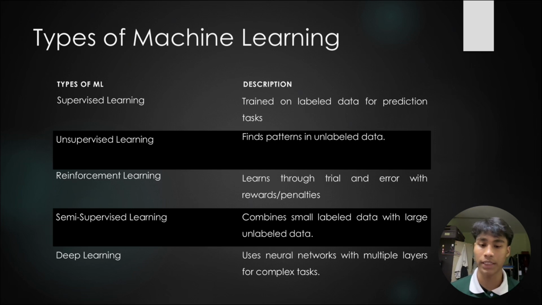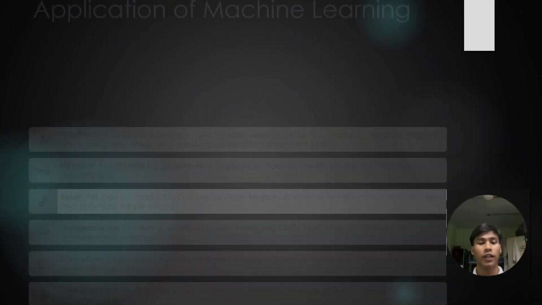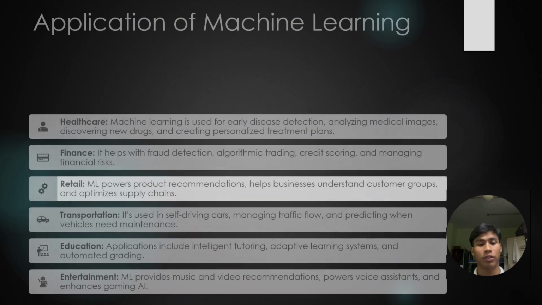Lastly, we have deep learning. It uses neural networks with many layers, great for image recognition, voice assistance, and translation, but needs lots of data and power. Machine learning is used in many parts of our daily lives.